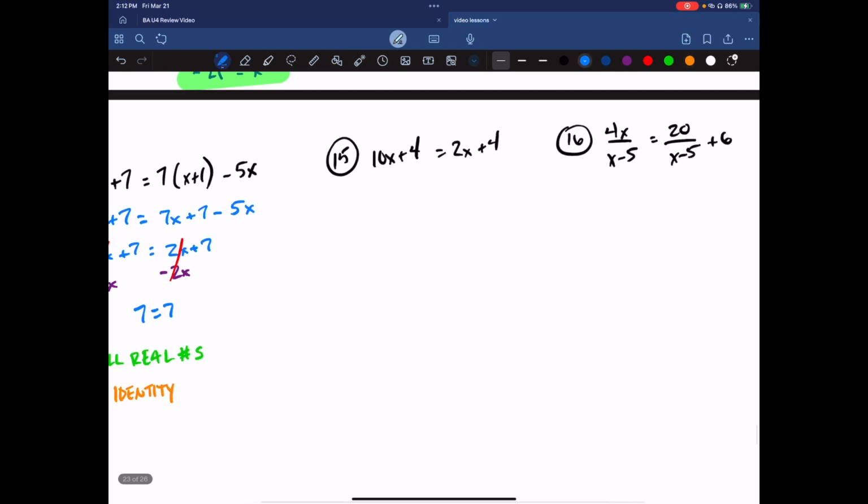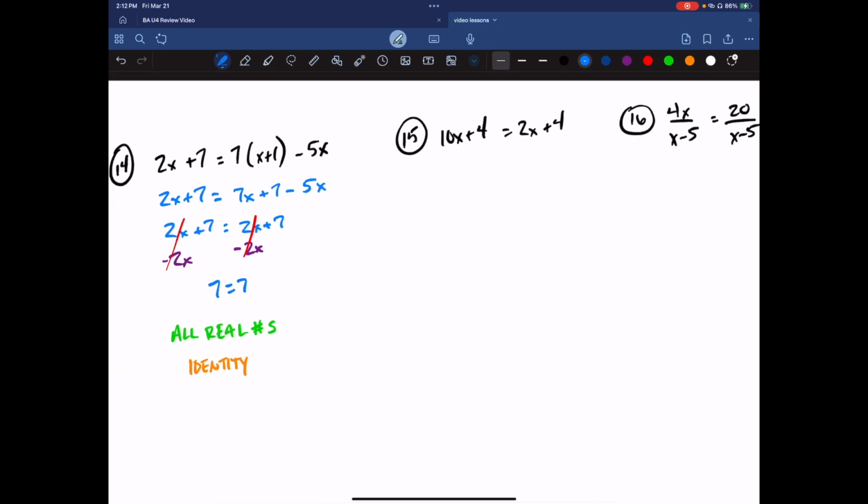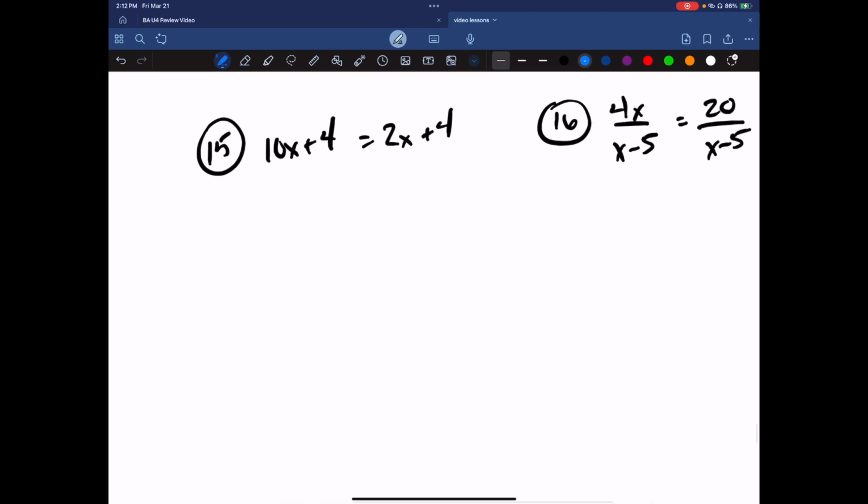Okay, 15 and 16 are going to be similar situations where they're special things and they have names associated with them. So we're going to look at two more situations and then we'll be done. Okay, so we have 10x plus 4, 2x plus 4. I'm going to subtract 2x from both sides. It's going to be 8x plus 4 equals 4. And subtract 4 from both sides. 8x equals 0.